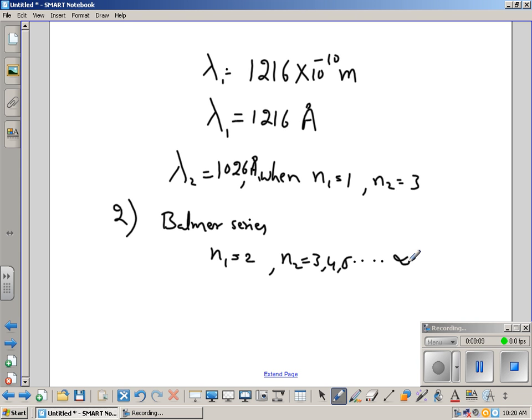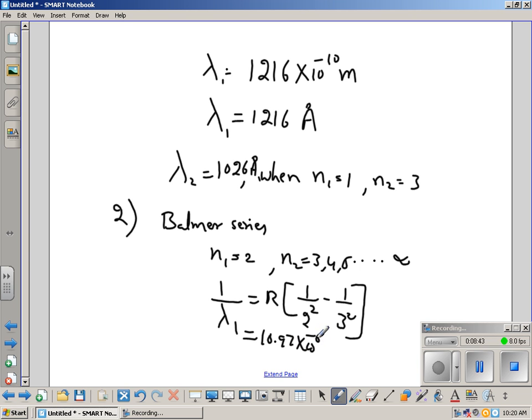The first line you can again indicate by lambda 1. The wavelength of the first spectral line in the Balmer series can be obtained by putting n1 equal to 2, n2 equal to 3 only. So we get 1/lambda = R into (1/2² - 1/3²). The R value you know, 1.097 into 10^7. Here 1/4 - 1/9 is 5/36.